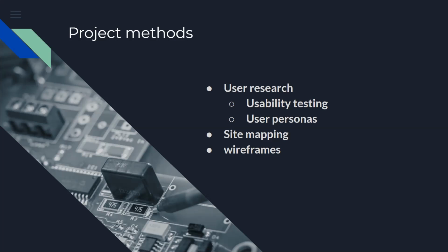So we did a little bit of user research in the realm of usability testing and user personas. Usability testing was important because we wanted to test the limits of other similar sites, such as the EPA AirNow site, and see what their issues are and how to get around them.